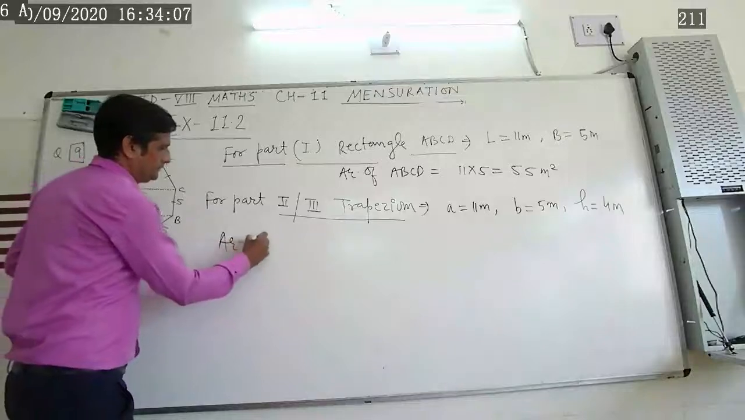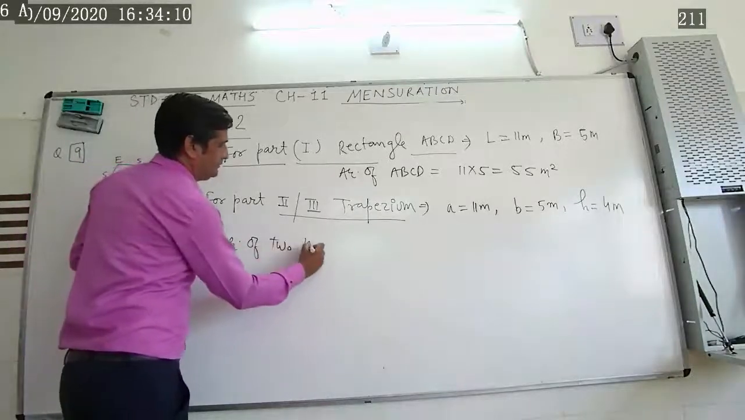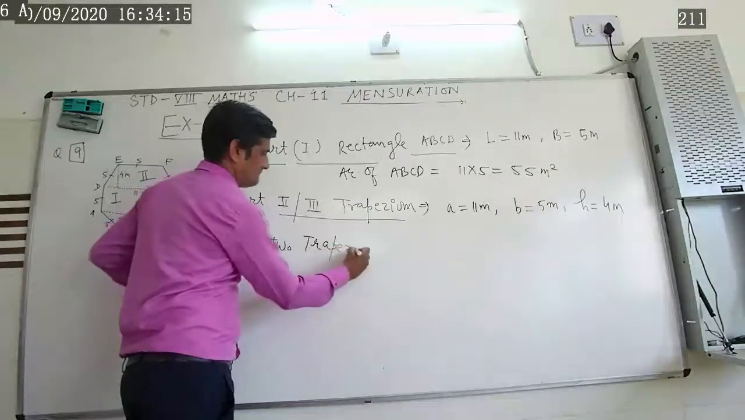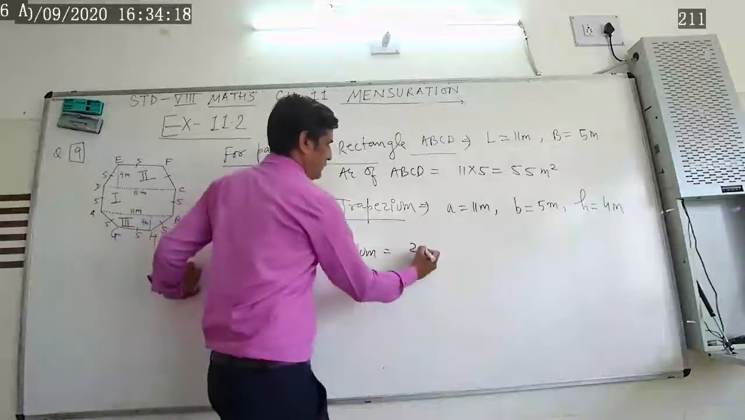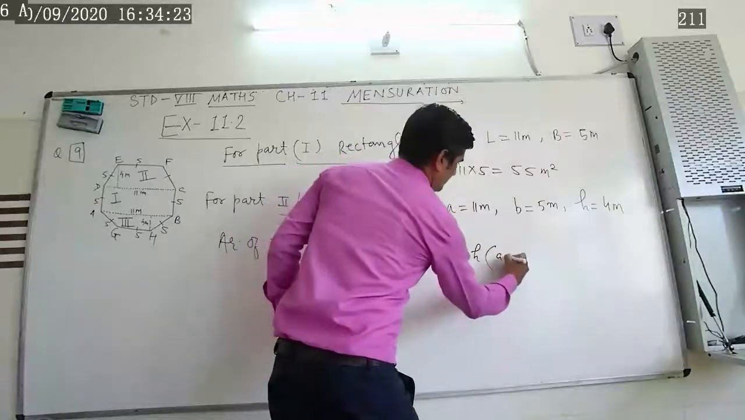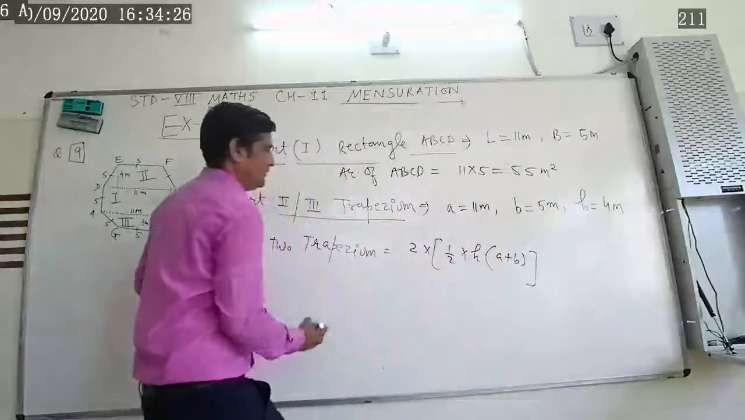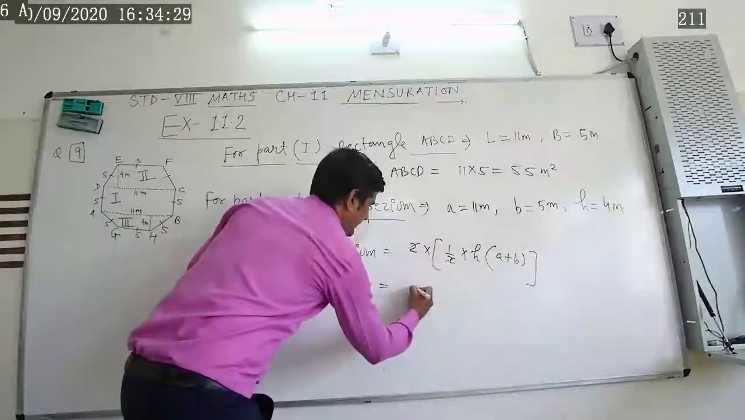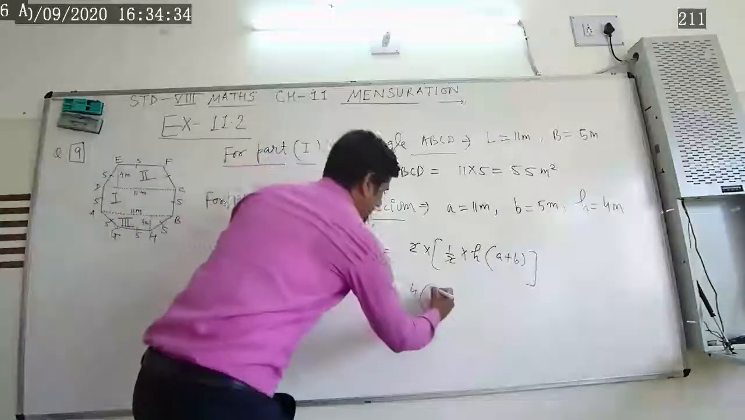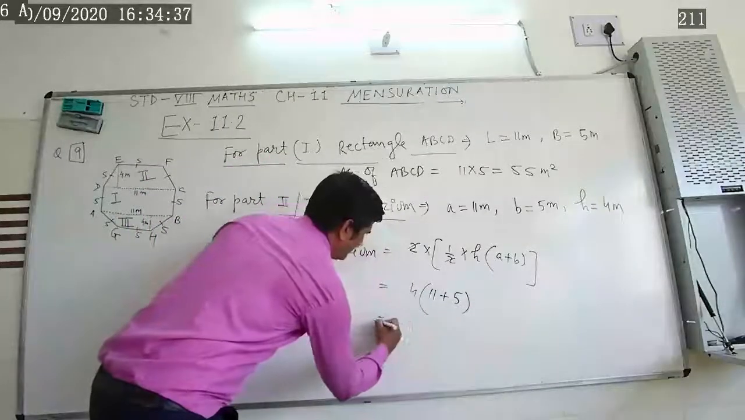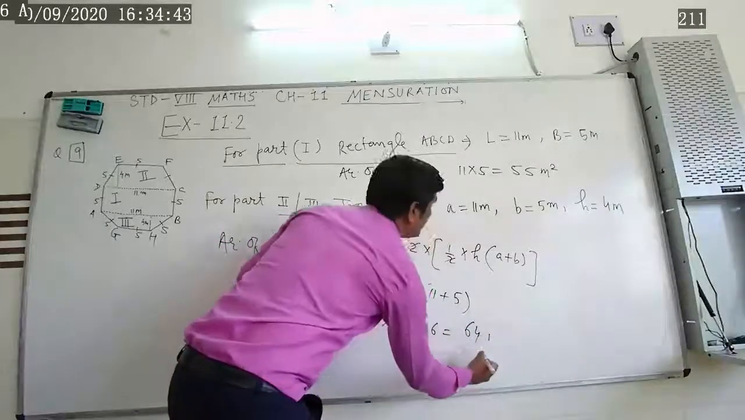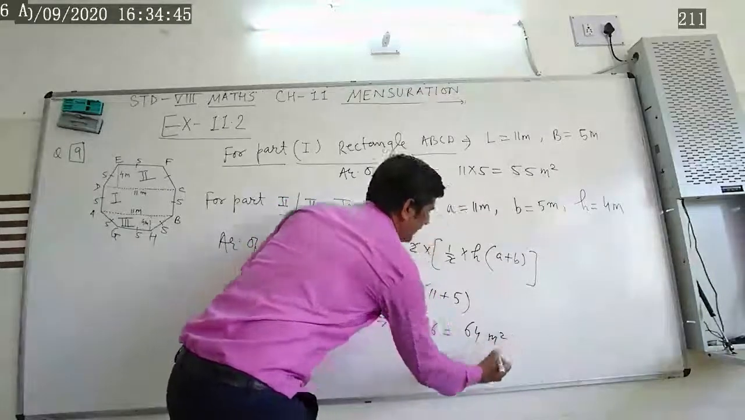Area of two trapezium, into, this way. So that will be 2 and 2 will be cut. H 4 into A plus B, 11 plus 5, 4 into 16, 64 centimeters, not sorry, meters square.